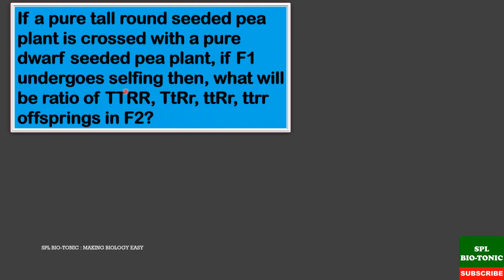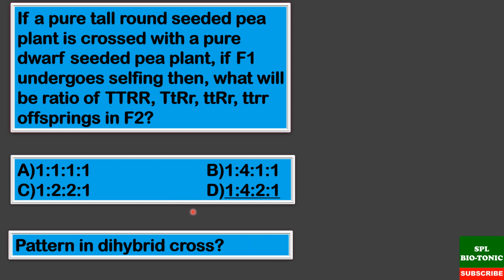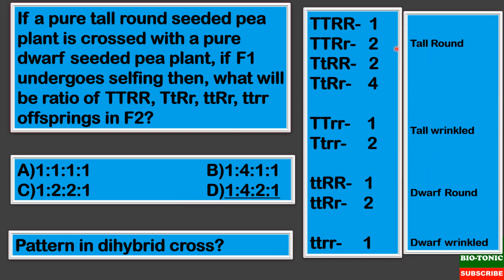Students, coming back to the question we asked in the beginning of the video, what I said is you can come to the answer quickly in 10 to 15 seconds by the pattern we are going to discuss now. To understand the pattern, I want you to remember two things. One is to remember the pattern of dihybrid phenotypes. The dihybrid phenotypes are: first is tall round, second is tall wrinkled, third is dwarf round, and last is dwarf wrinkled.